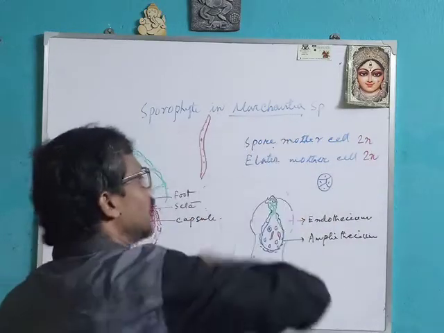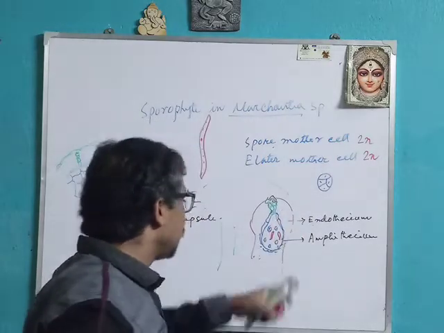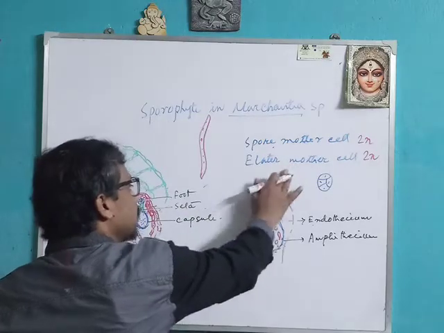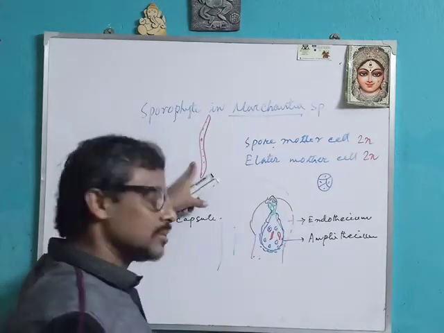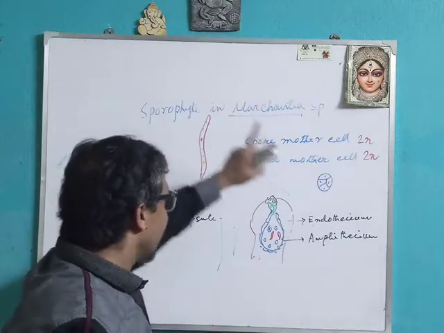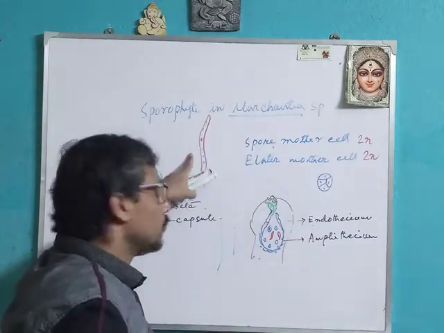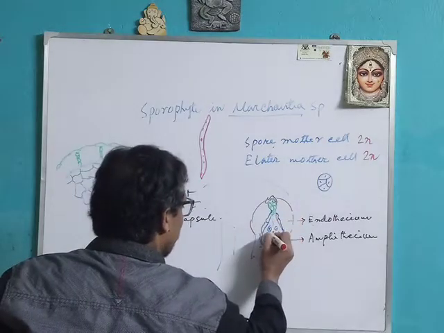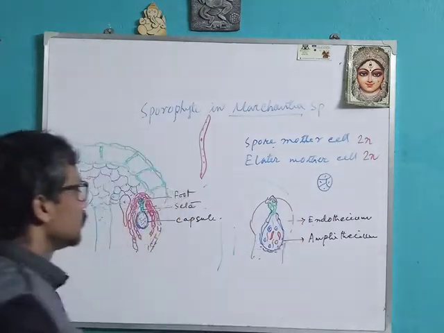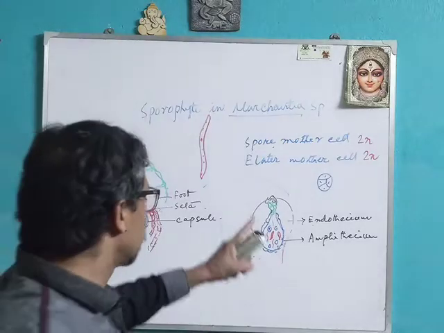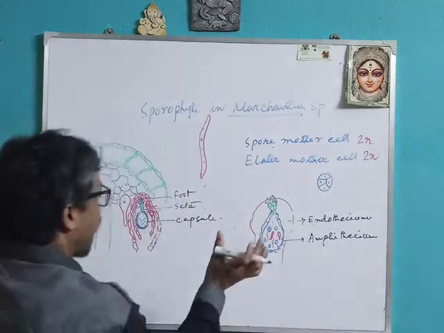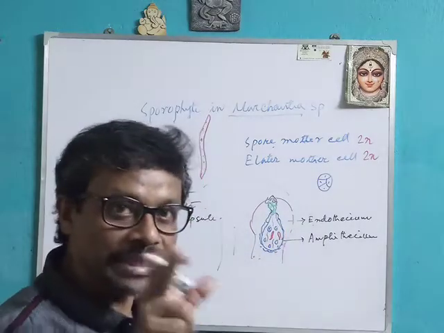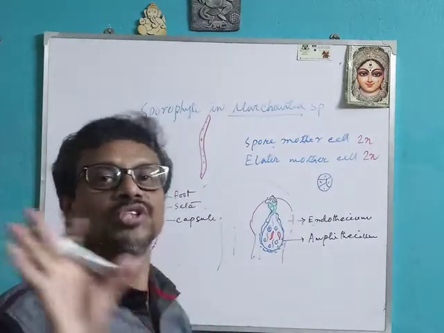From the spore mother cell, spores have been derived through meiosis, so spores are haploid. But elater mother cells give rise to elaters through mitosis. So as elater mother cells are diploid, elaters are also diploid. Such elaters are found intermixed with the spores within the capsule. So the capsule is acting as a spore bearing structure, so it can be considered a sporangium.